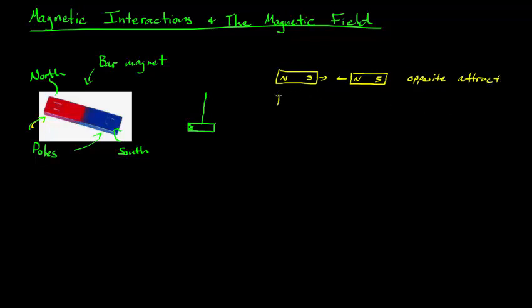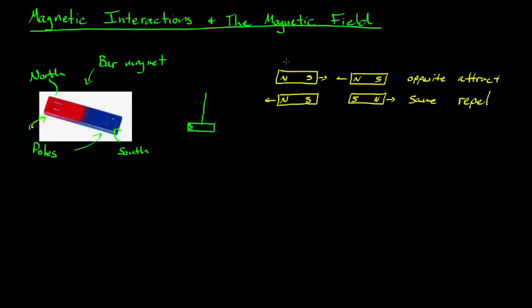And if I flip it, you should already know this. So I have north-south and then south-north. These will repel. So these will be pushed away. So same poles repel. So it's like electrostatics as far as how the force will act. Like poles will repel, opposite poles will attract.